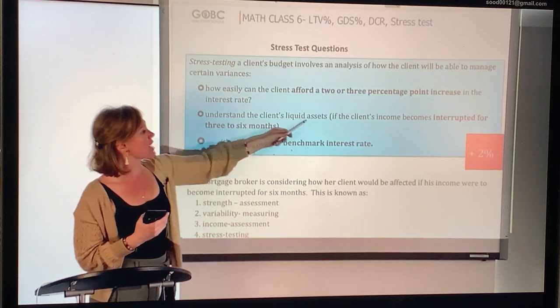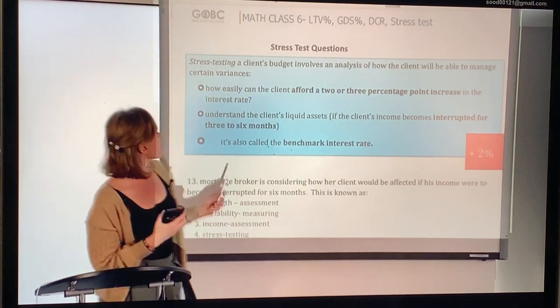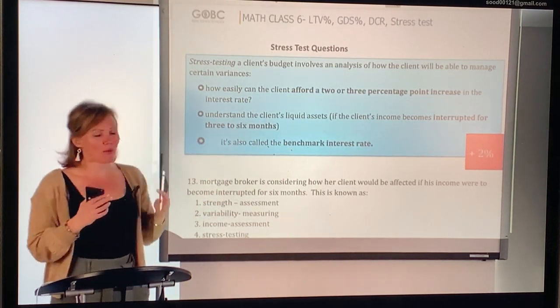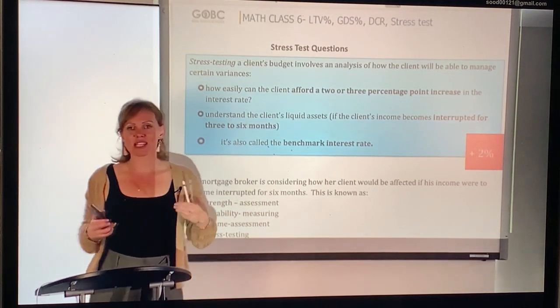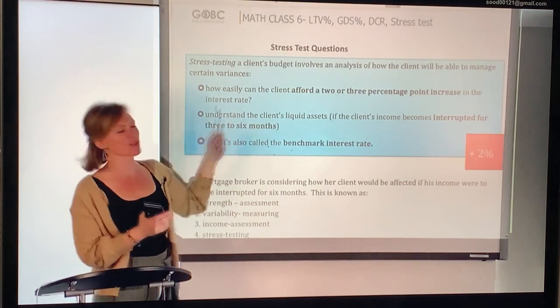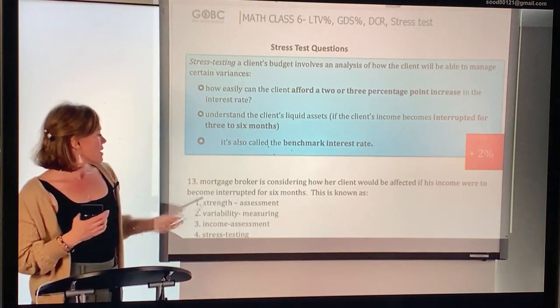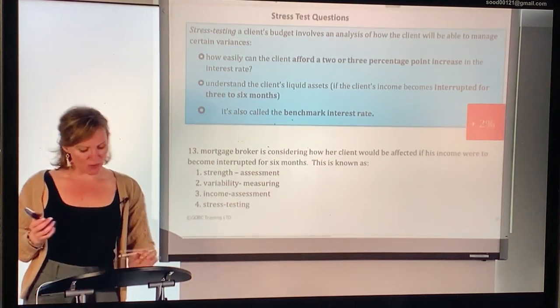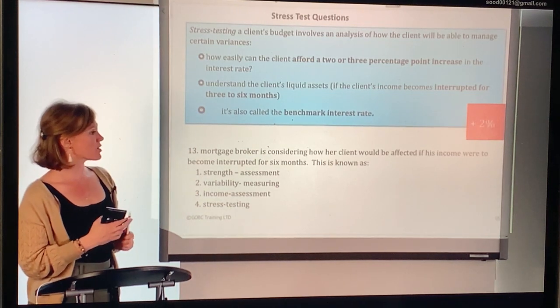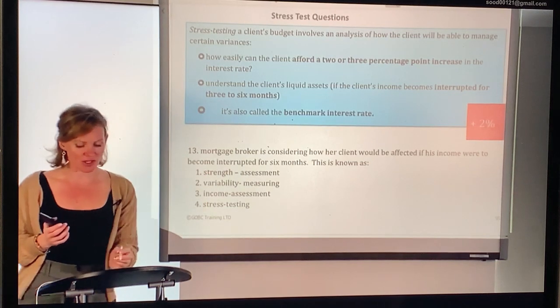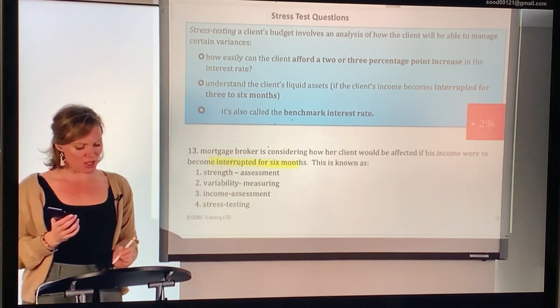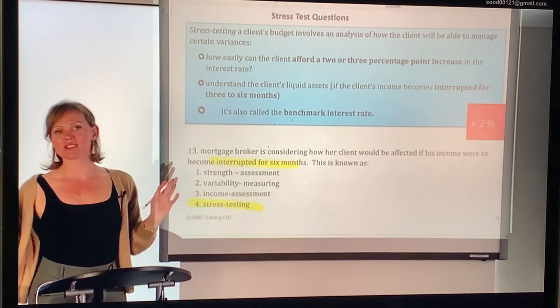Understand the client's liquid assets, if the client's income becomes interrupted for 3 or 6 months. So if something happens to you, and your income gets interrupted for those 3 to 6 months, can you still afford your mortgage payments? This is what the stress test is all about. I know it's an easy question, we just talked about this one, but on the exam, they usually like to give you this one. The mortgage broker is considering how her client would be affected if her income were interrupted for 6 months. Do you see the keywords? As long as they talk about interruption, we know that's stress testing. Nice and simple, okay? Or it could be called the benchmark.